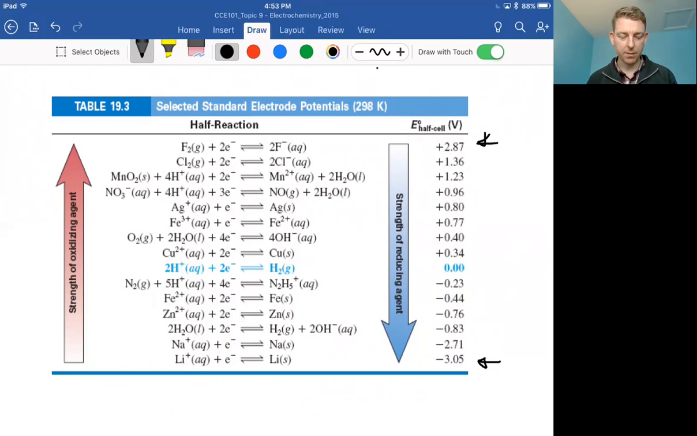We can find lithium and sodium down here at the bottom that are on the far left-hand side of the periodic table, and the halides from the right-hand side of the table being greedy with the electrons.